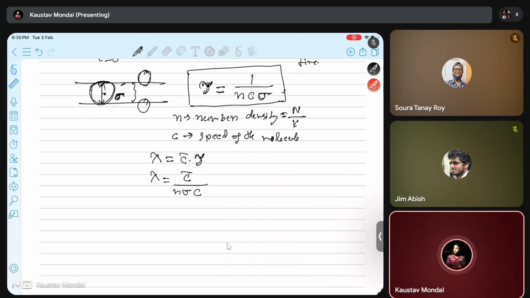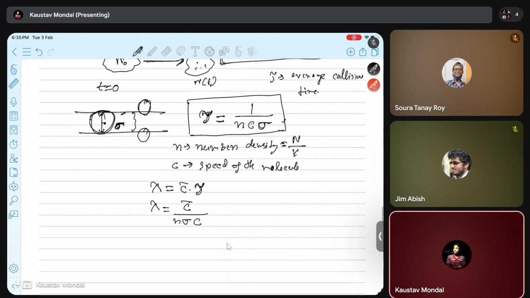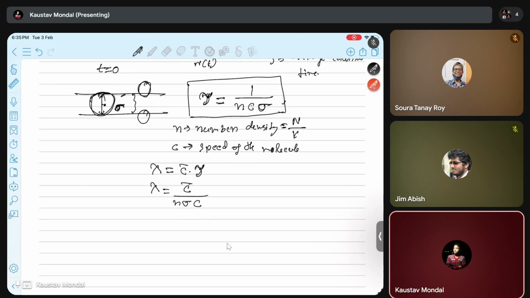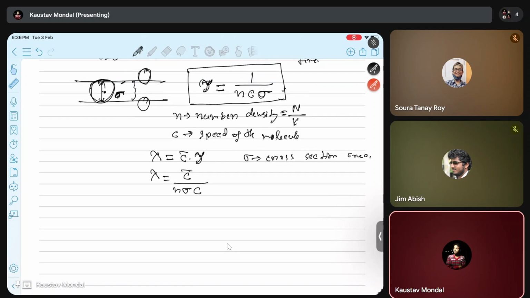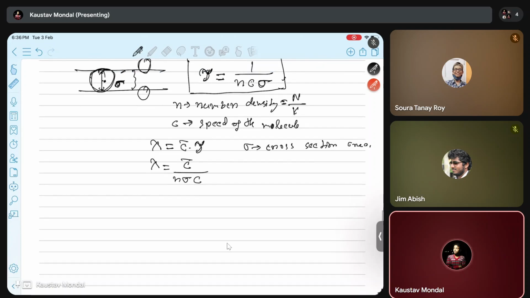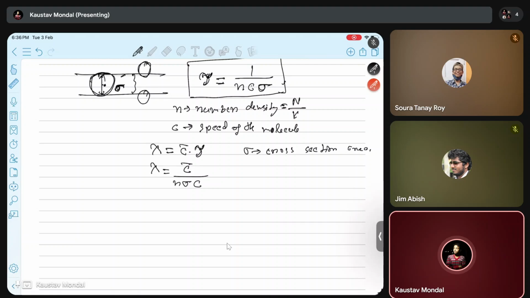Sigma is the cross section area. There are multiple ways of calculating this sigma, the effective cross section, and also this c.